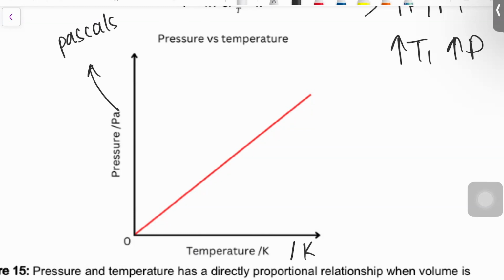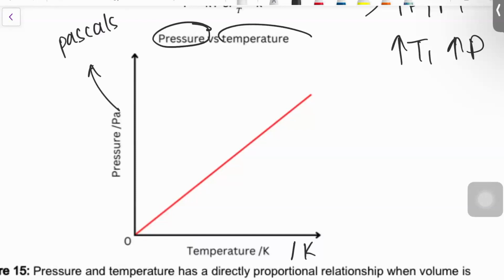Pa is measuring pressure in pascals. And another thing is when you're labeling your graphs, you normally do your y-axis versus your x-axis. So in this case, pressure is on your y-axis, so you do pressure versus temperature. If it was temperature on your y-axis and pressure on your x-axis, then it would actually be temperature versus pressure. That's just a few things to keep in mind.